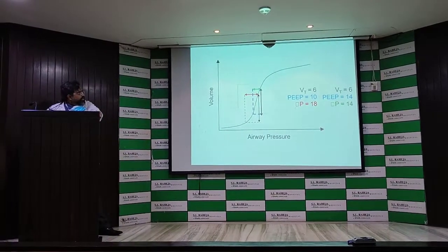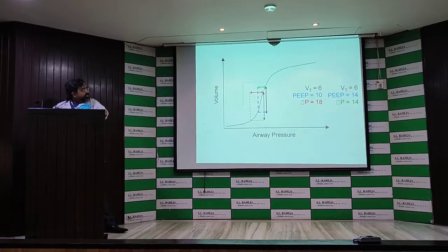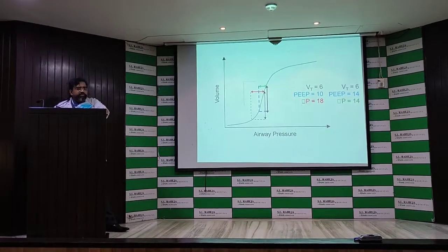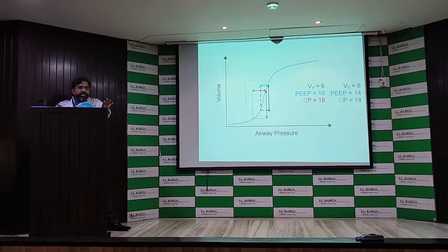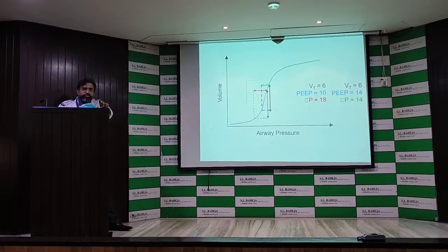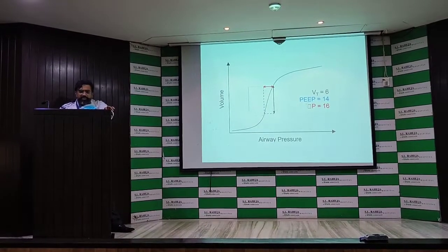So, tidal volume 6 ml per kilogram, PEEP of 10, but driving pressure 18; or PEEP of 14, driving pressure 14. What is better? Driving pressure 14 is better, irrespective of what the saturation is. That's why driving pressure should be noted down on your daily rounds. Clear?